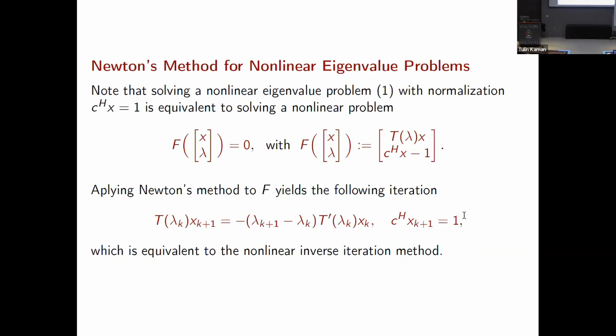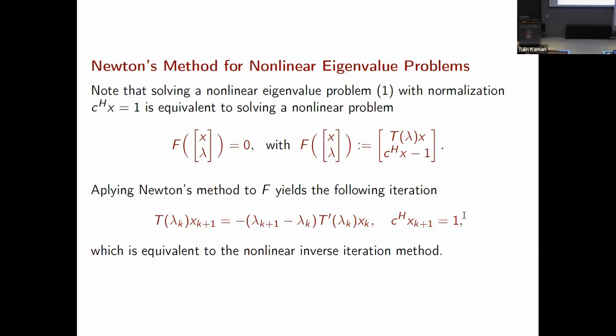Okay, so let us look at our original problem. We have a nonlinear eigenvalue problem of the type that we have seen before. If I add some normalization factors, I would say, okay, let's enforce the normalization on the right eigenvector. Then I can formulate my nonlinear eigenvalue problem as a nonlinear problem f of, now I have this vector. So I put the eigenvector on the top and the corresponding eigenvalue on the bottom. This is my new object. So f of this is equal to 0.